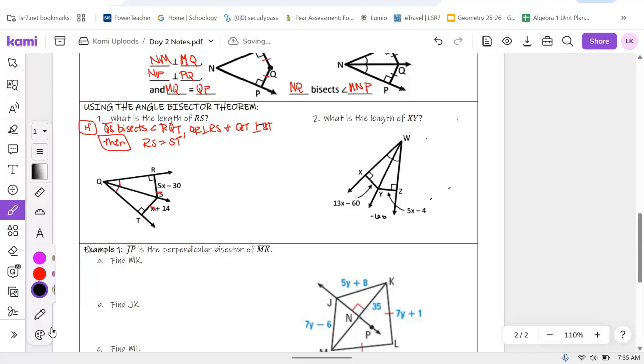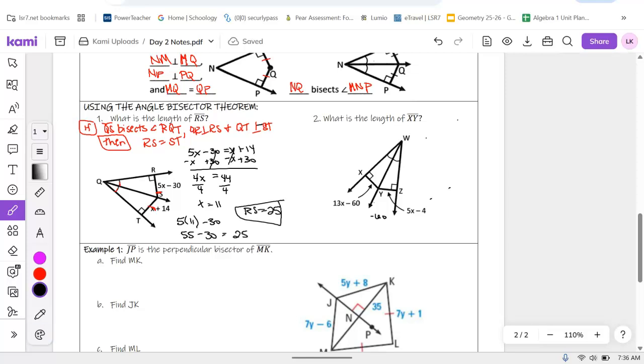So now we're going to set them equal to each other and solve for x. So 5x minus 30 equals x plus 14. Subtract x, add 30. So 4x equals 44, divide by 4, x equals 11. It's asking what RS is, so I have to plug it in. So 5 times 11 minus 30. 55 minus 30 equals 25. So RS equals 25. I would pause the video and do this one.